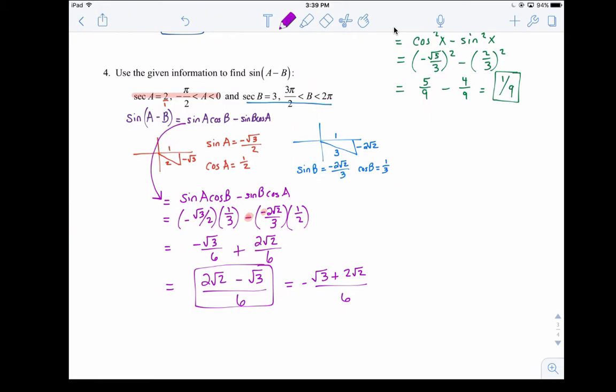So again, use the information that they give you to figure out the information that you don't have. And it's all just drawing it out, drawing it out to come up with the ratios.